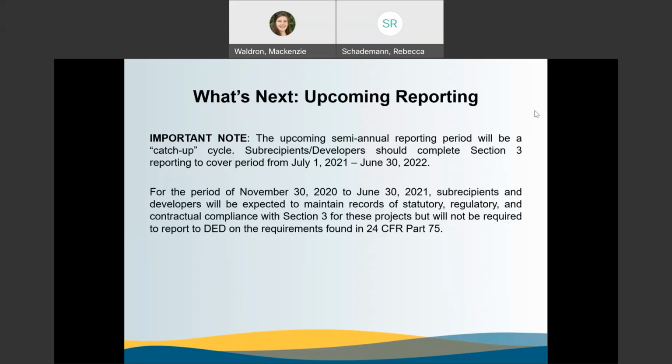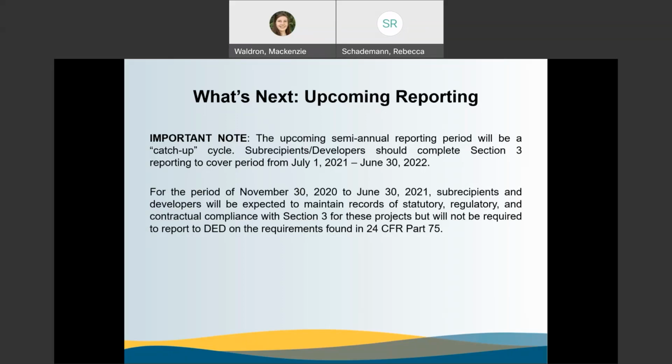Okay, so what's next for all of you is upcoming reporting. So an important note, the upcoming semi-annual reporting period will be a catch-up cycle. Subrecipients, developers should complete a Section 3 reporting to cover period from July 1st, 2021 to June 30th, 2022. So a whole year of information going on. Now, that is all we want to see in Amplifund on the report being submitted to us.